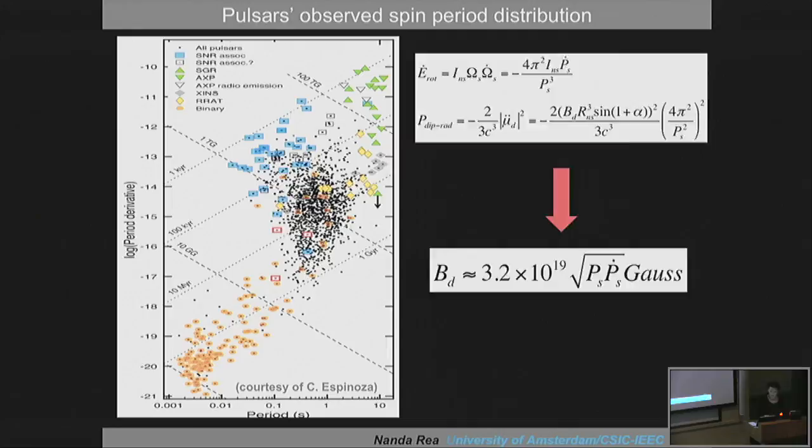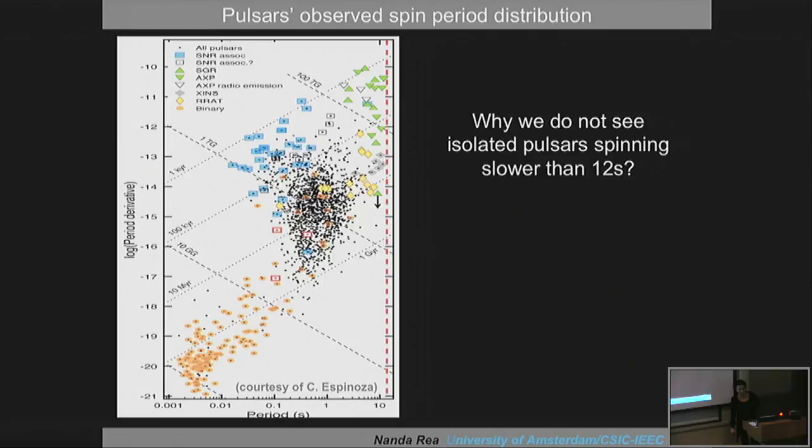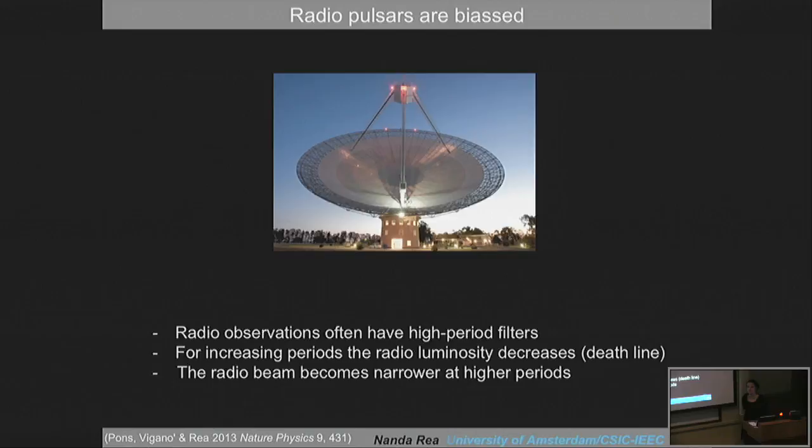Now, what's the problem we want to tackle? Why don't we see slow isolated pulsars, neither in the X-ray nor in the radio? From the radio point of view, there are several observational biases. First, it depends on how these are observed, because you need some so-called high-period filters. In many surveys, there are filters in the observation that do not allow you to observe radio pulsars slower than, let's say, 10 seconds or so.